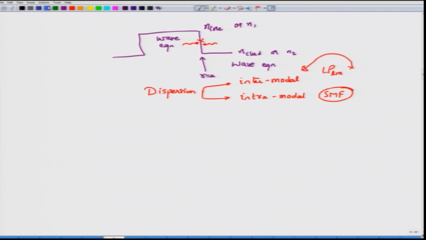They actually came up with different refractive index profiles which would minimize this intermodal dispersion, and one of them which is quite popular is called a graded index profile. The fibers which have this graded index are called GRIN fibers. GR stands for graded, IN stands for index.